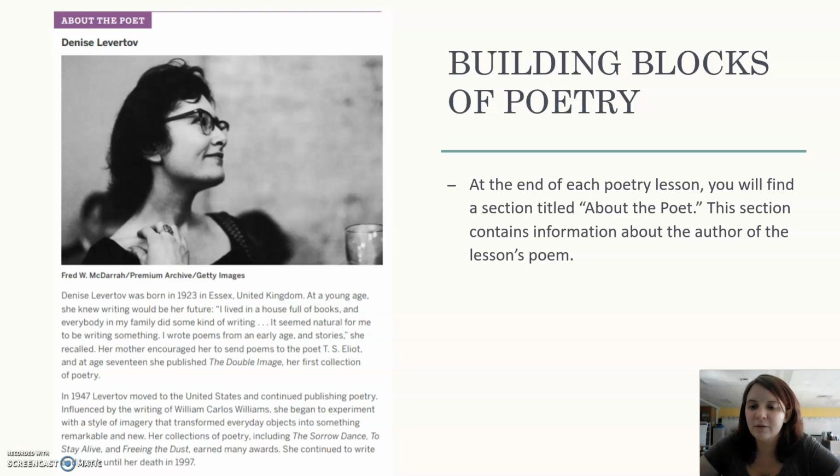In 1947, Levertov moved to the United States and continued publishing poetry. Influenced by the writing of William Carlos Williams, she began to experiment with a style of imagery that transformed everyday objects into something remarkable and new. Her collections of poetry include The Sorrow Dance, To Stay Alive, and Freeing Dust, earned many awards. She continued to write and teach until her death in 1997.